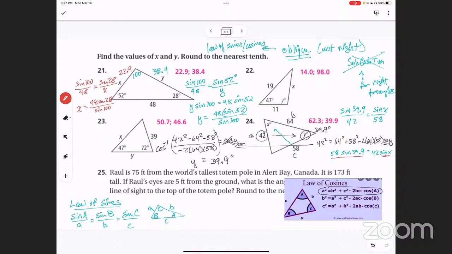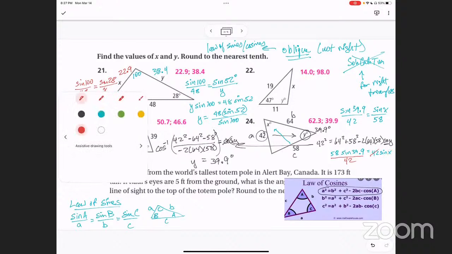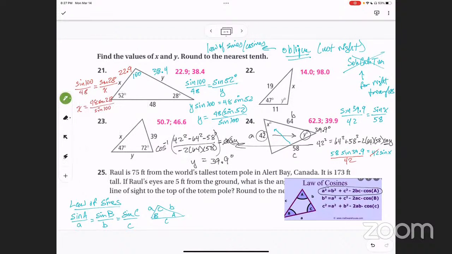No, because remember, I'm trying to get x by itself here, right? So I shouldn't divide by this. I should divide by this, right? And now how do I get rid of the sine to get x by itself? What did I do over here to get rid of the cosine? You inverse it. You cosine inverse it. That's why they have that function.